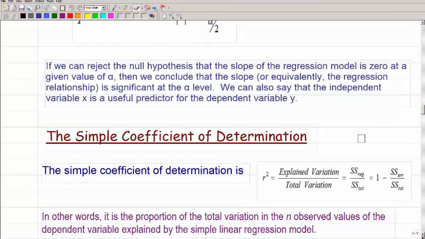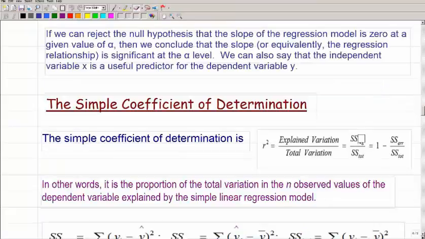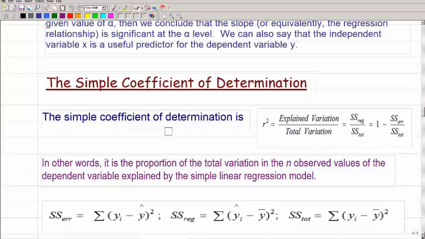Now we have another measure here called the simple coefficient of determination, and that is known as r squared, which is the square of that correlation coefficient we saw earlier. It's also known as the explained variation divided by the total variation. I don't think you're going to necessarily need these calculation values over here, but I wanted to include them in the model just in case somewhere down the road you might find that useful.